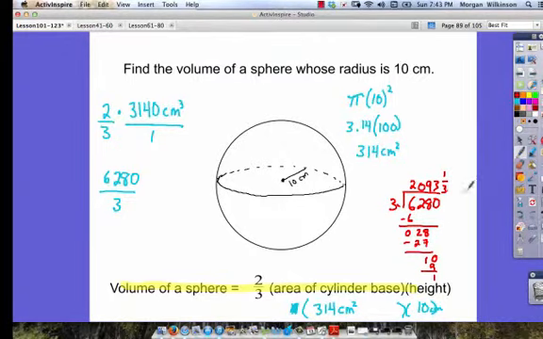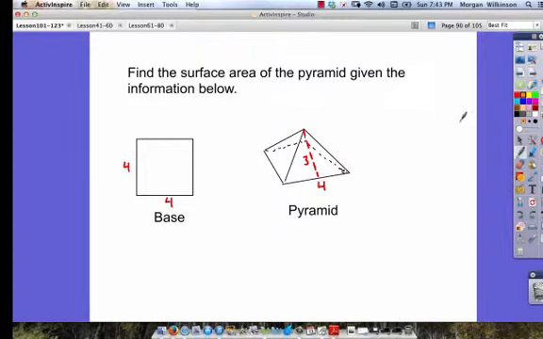And our answer here must be in cubic centimeters. So we've got our final answer. We could box it and move on to our next question. The rest of the lesson is about surface area.